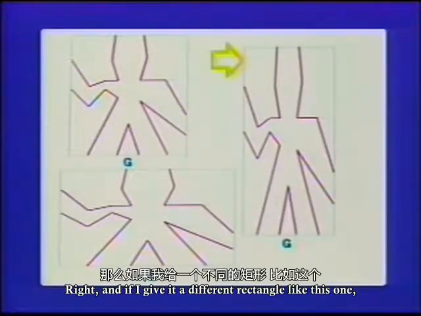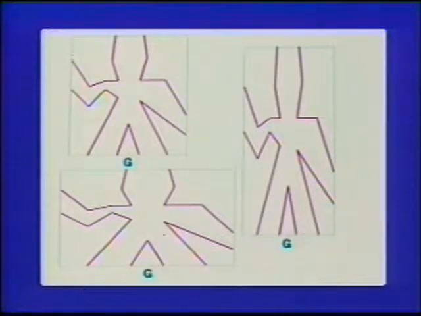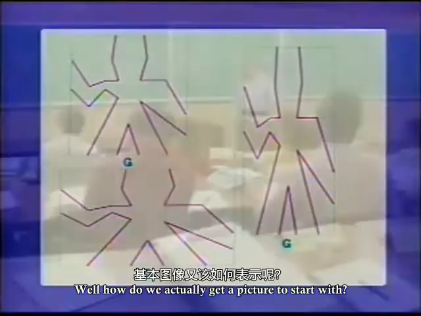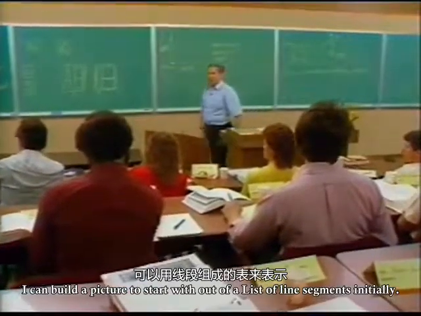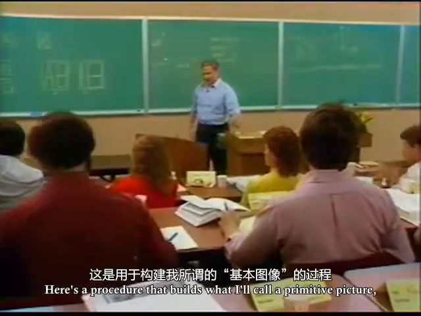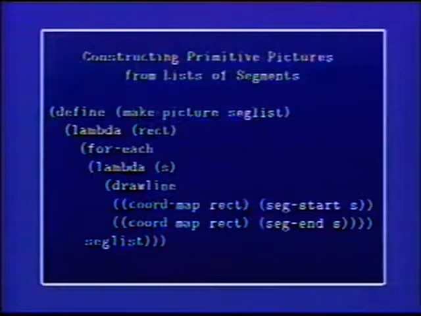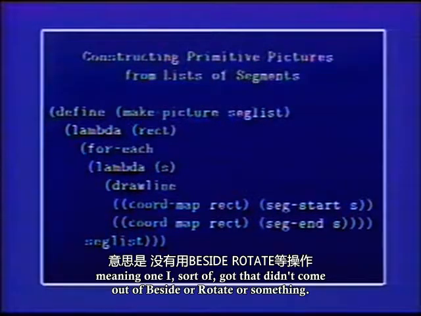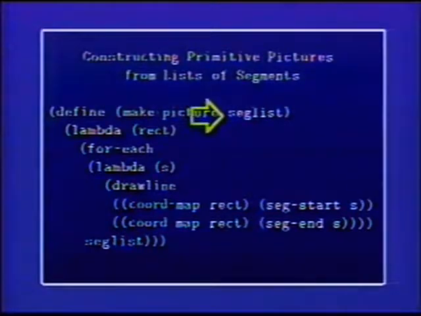And if I give it a different rectangle like this one, that's a different coordinate map, so I get a different image of those line segments. Well, how do we actually get a picture to start with? I can build a picture out of a list of line segments initially. Here's a procedure that builds what I'll call a primitive picture, meaning one that didn't come out of flipping or rotating or something. It starts with a list of line segments.